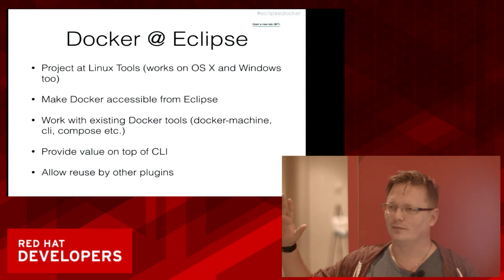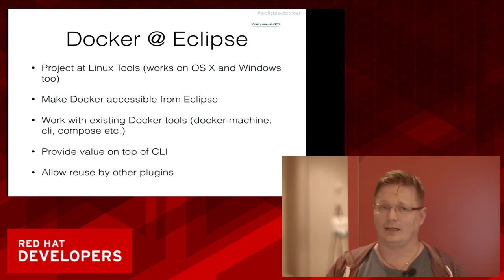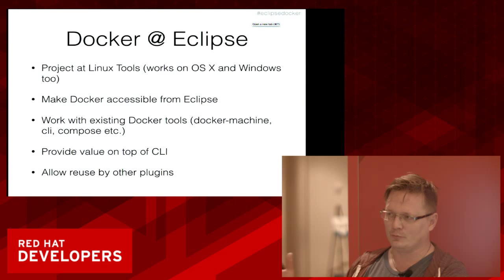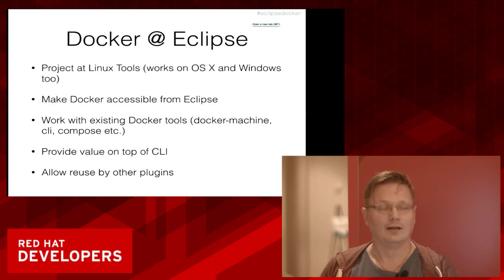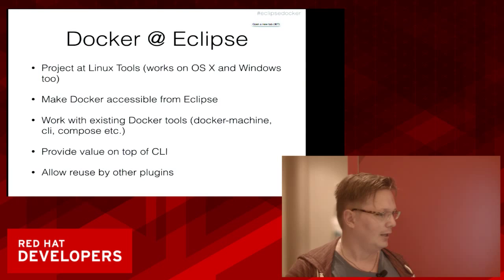So the product at Eclipse is called Linux Tools. This is where Red Hat and other companies have been doing a lot of work, like GCC compilers, RPM tools, etc. They also right now host the Docker tools. But the Docker tools have nothing to do with GCC, etc. It's just that's where we could put it without immediately. We are considering creating a container product at Eclipse, but right now it's at Linux Tools. But it's not Linux specific, just so you know.